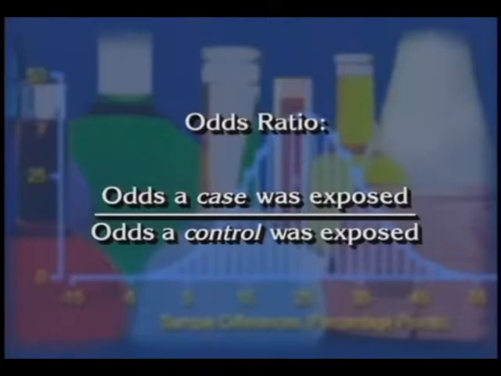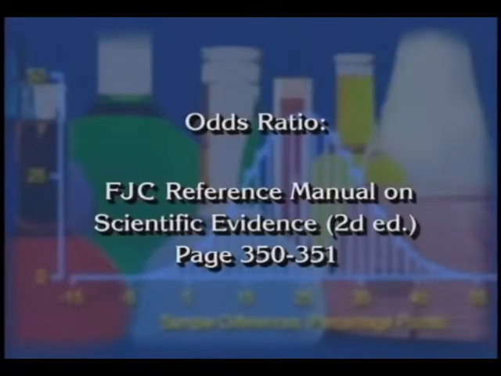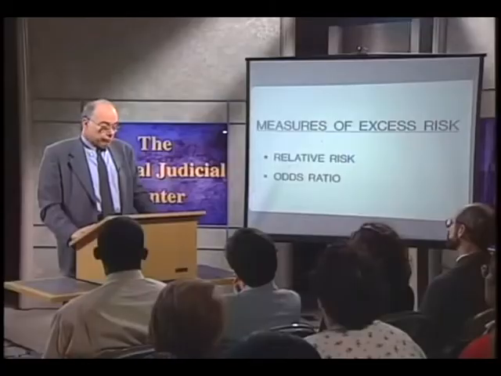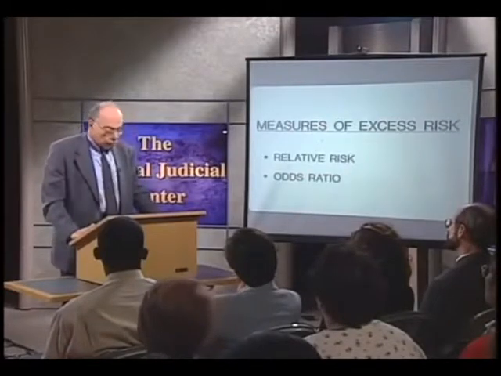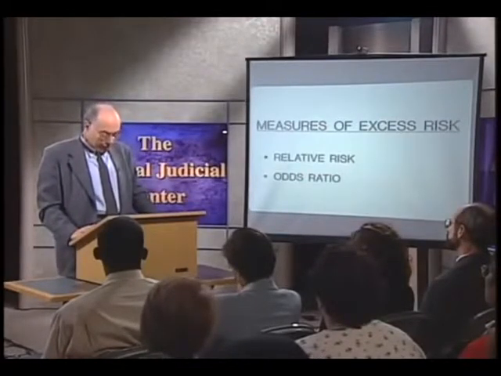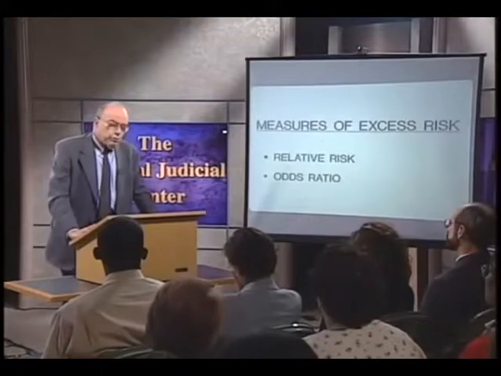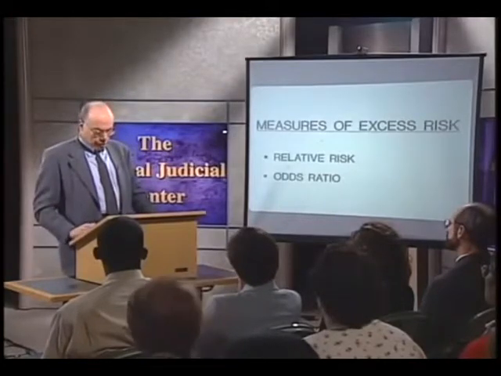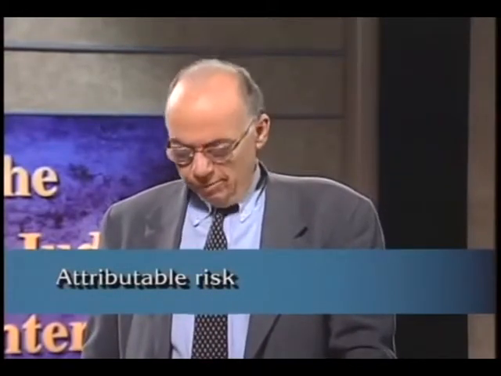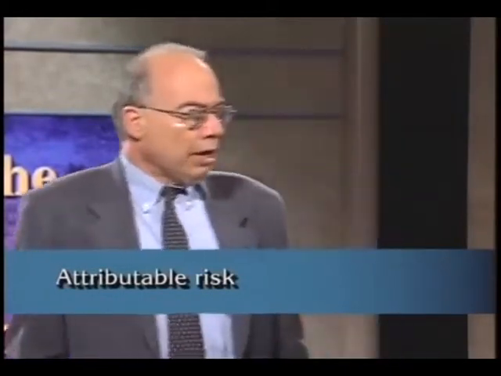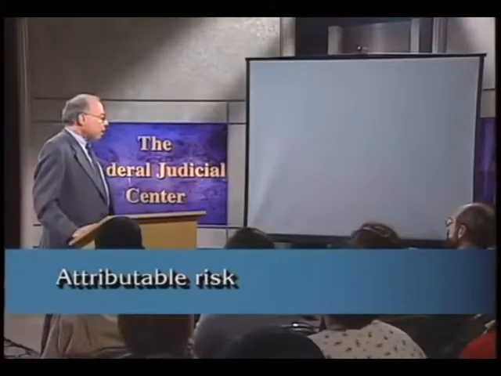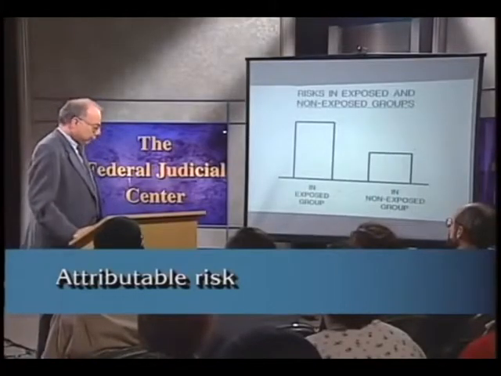Another measure of excess risk is the odds ratio. And this is again discussed in some detail in the reference manual. Suffice to say that for general purposes, you can interpret the odds ratio just the way you would interpret a relative risk. The odds ratio is most commonly used in a case control study. The third and final measure of association that I would like to discuss with you is called the attributable risk. And the attributable risk is shown schematically in the next few slides.